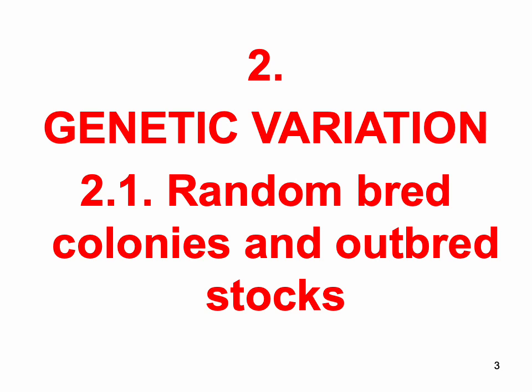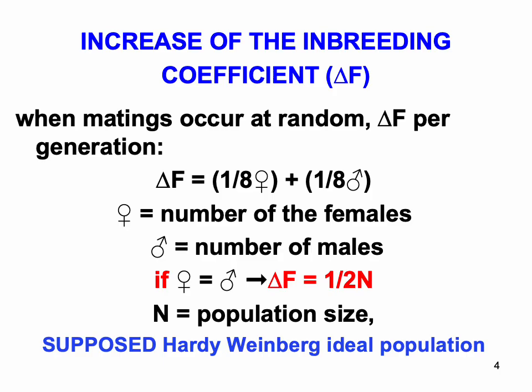As we saw previously, unless the number of the breeding colony is infinite, inbreeding is inevitable, causing a loss of alleles in subsequent generations. So we need appropriate techniques. The first approach for the genetic variation is the random bred colonies and outbred stocks.